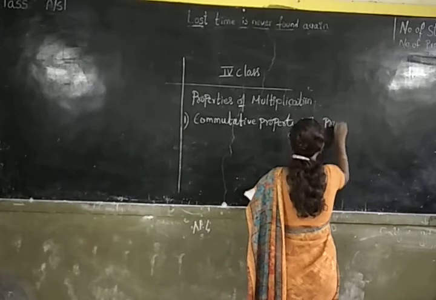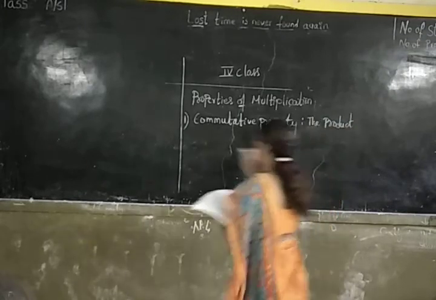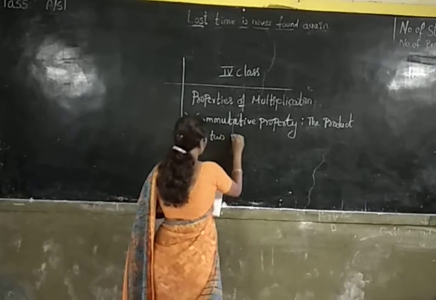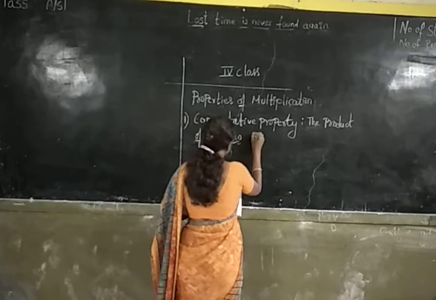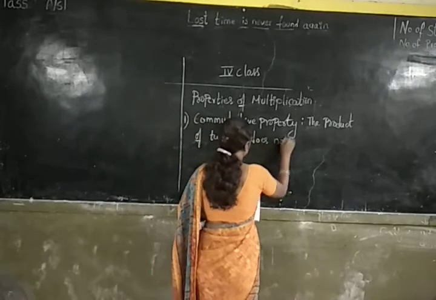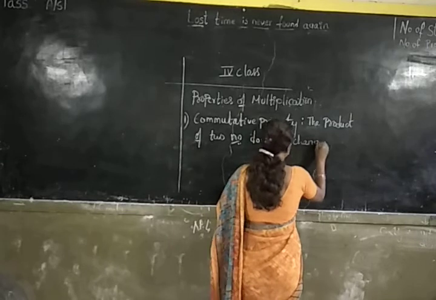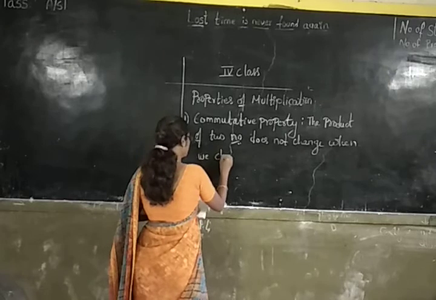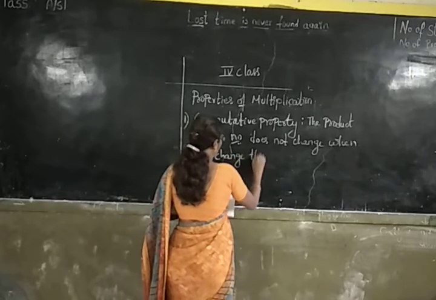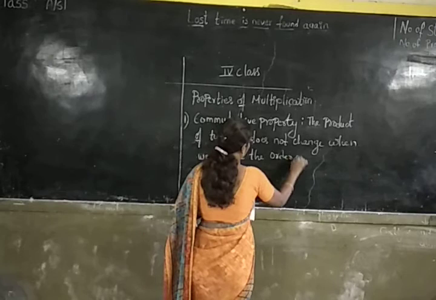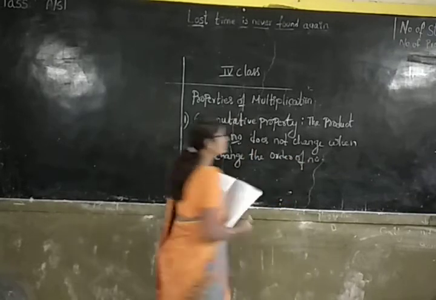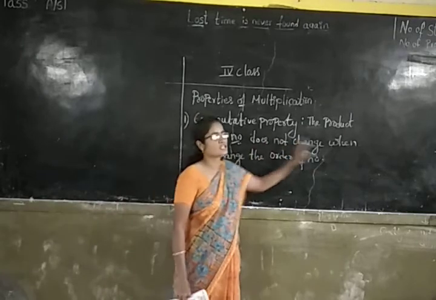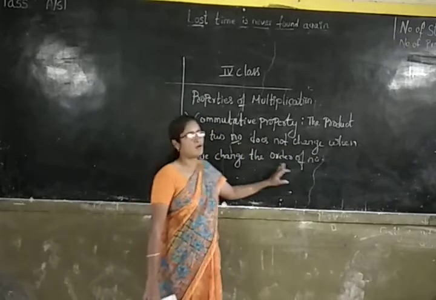The product of two numbers does not change when we change the order of numbers. Did you understand, children? According to the commutative property, the product of two numbers does not change when we change the order of numbers.